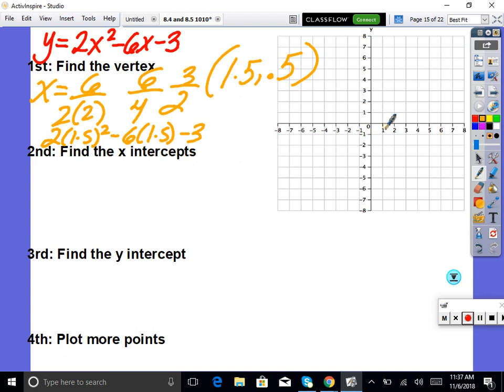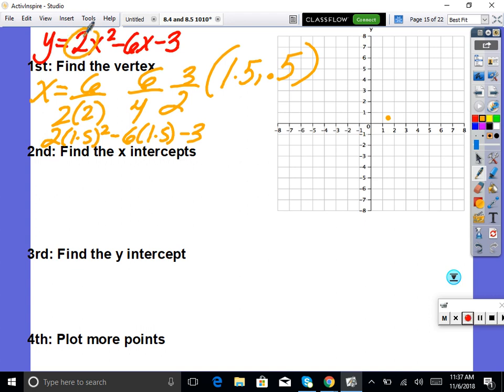So look, over 1.5 and then up 0.5. So that'd be right there-ish. So it is kind of not the prettiest point, but that's okay. Let's find our x-intercept. So let's see if it factors. Did we forget all of this? Because I'm feeling like this is a smiley face. Do you agree?